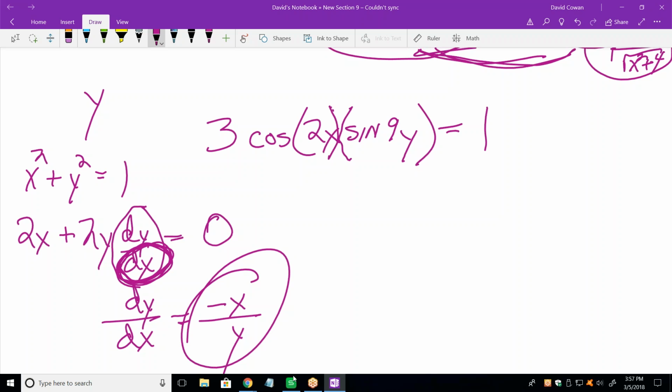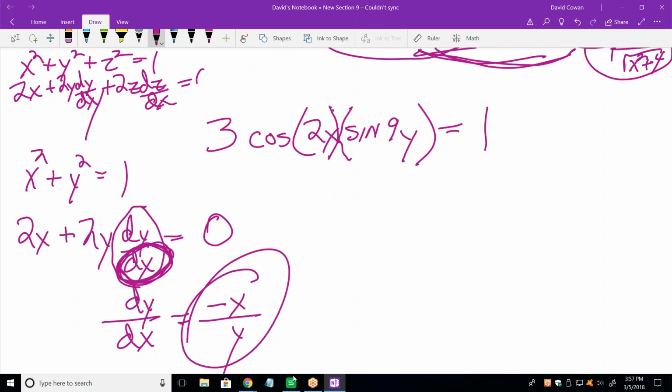In other words, if I started with x squared plus y squared plus z squared equals 1, then I would get 2x plus 2y dy/dx plus 2z dz/dx. Whenever I come across a variable that is not x, I have to follow it by d of that variable divided by dx. So that's the rule. That's the only rule. All right, let's tackle this.